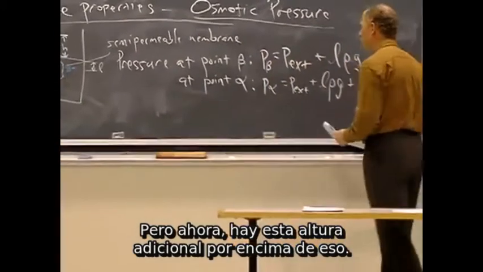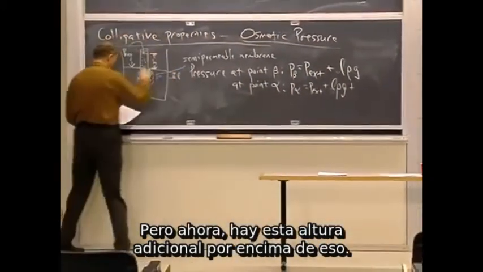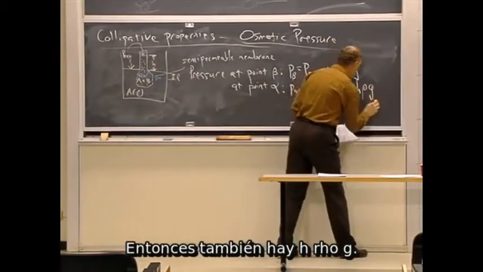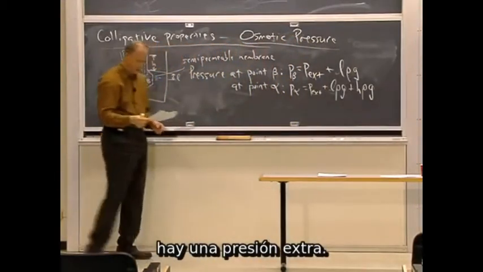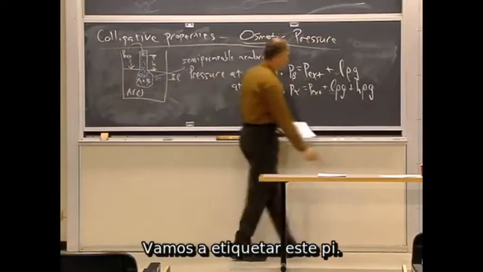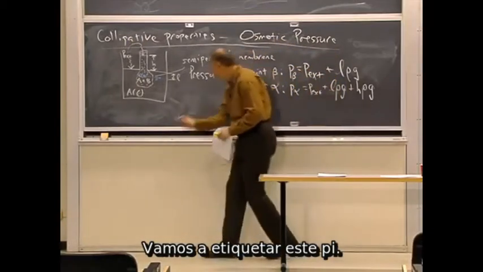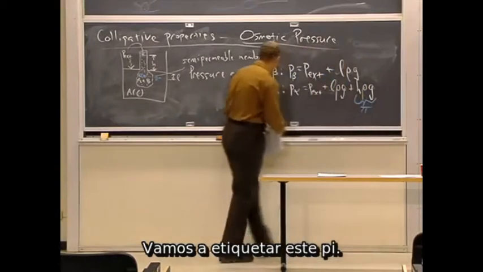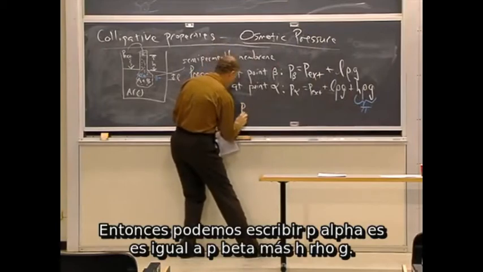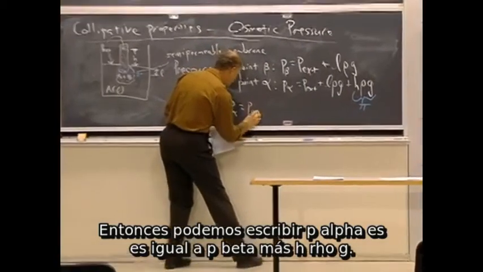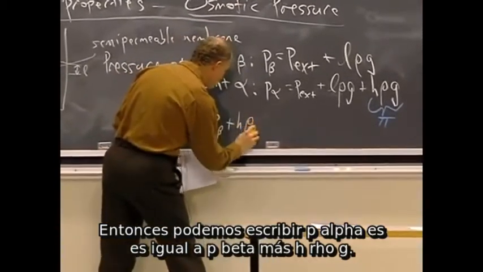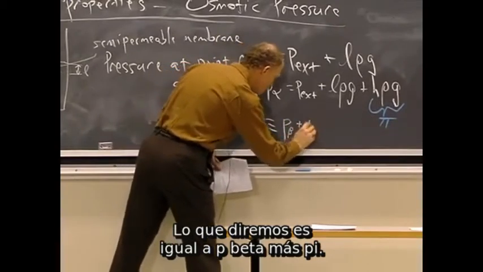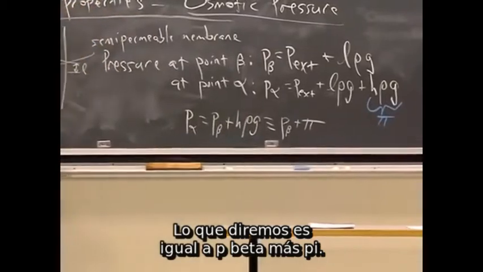But now there's this additional height on top of that, right? So there's also H rho G. There's an extra pressure, right? We'll label this pi. So we can write P alpha is equal to P beta plus H rho G, which we'll say is equal to P beta plus pi. All right?